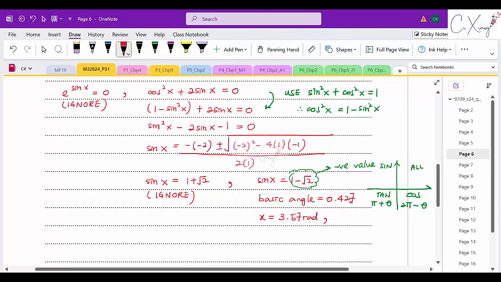Okay, then after that, the same thing happens for the fourth quadrant. You take 2 pi minus the basic angle. So by right, you will get 5.86 radian, correct to 3 significant figures. Okay, so this is basically how we get the answer for x. Alright, so this is how we solve this question.